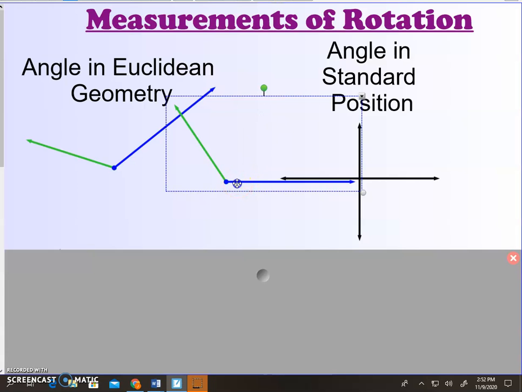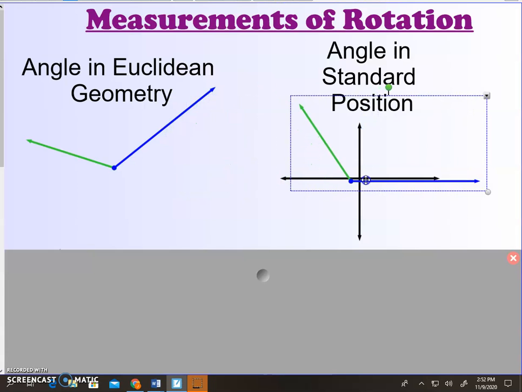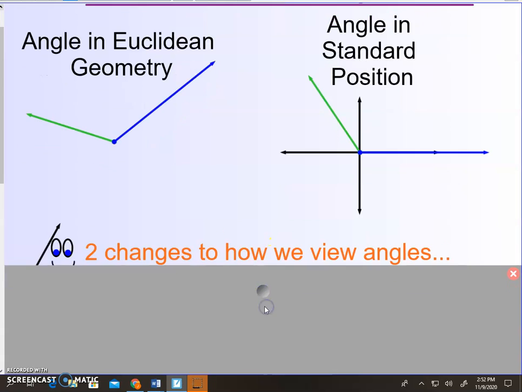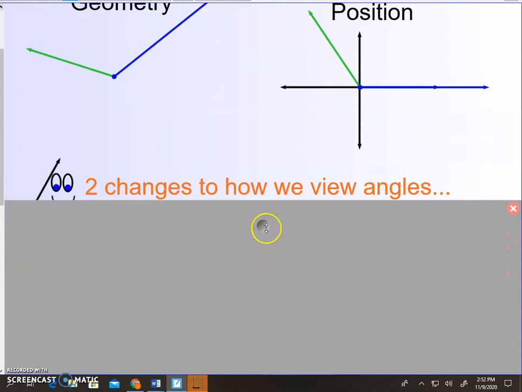So notice I'm just rotating that angle. I'm not changing its measurement, and I'm placing it so one side of the angle is on the positive x-axis. And when you grab an angle and orient it in such a way that one side is on the positive x-axis, we say that angle is in standard position. Now, what does that mean for us? Well, that means there are going to be two big changes in how we view angles.